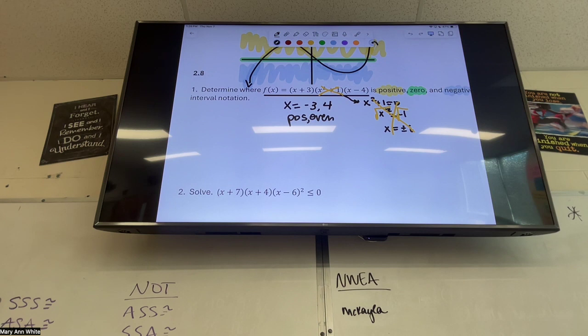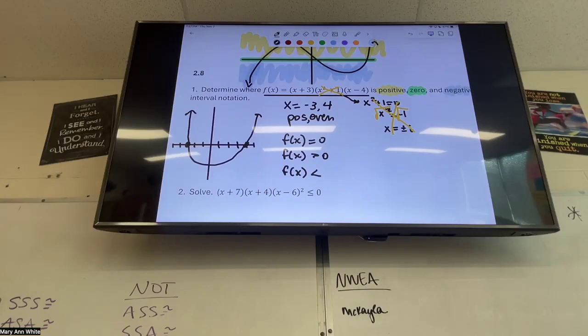I'm going to graph a sketch of a graph. One, two, three, four, five. One, two, three, four, five. I've got zeros at 4 and at negative 3. And positive even just means that I started high, I cross, that's it. Now, maybe there's some other funky things going on here, but we just wanted to do a sketch. I have my zeros, I have my end behavior, that's all that matters. And so now my question is, where is my function equal to zero? When is my function greater than zero, where it's positive, and when is my function less than zero?